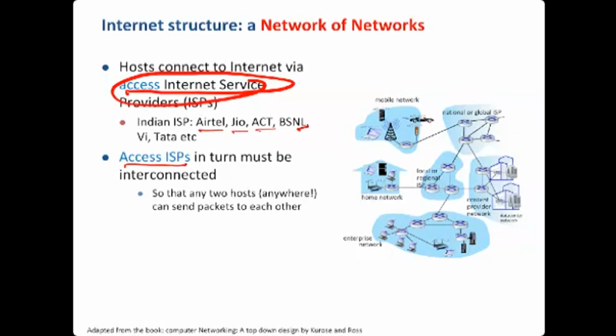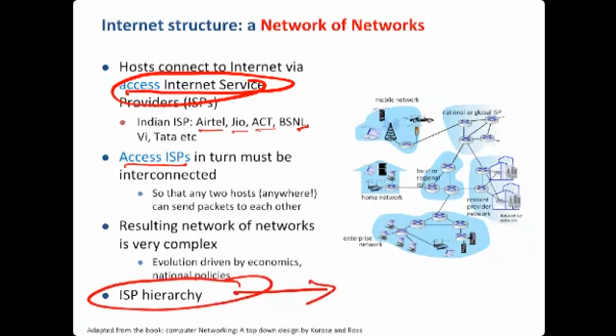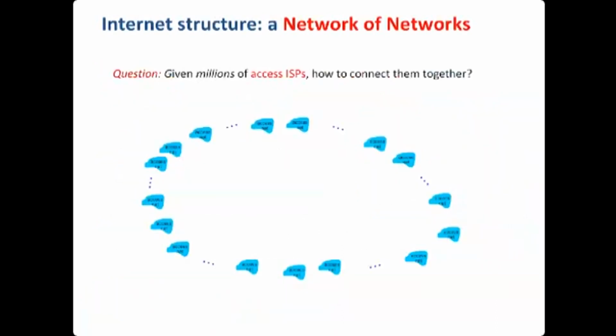So there must be some way for signals from my ISP to go to your ISP. It means that these ISPs must be interconnected, and there must be some hierarchy, some structure in which these internet service providers are connected, right? And who is going to define this hierarchy? There must be some body that will define how this can be connected.